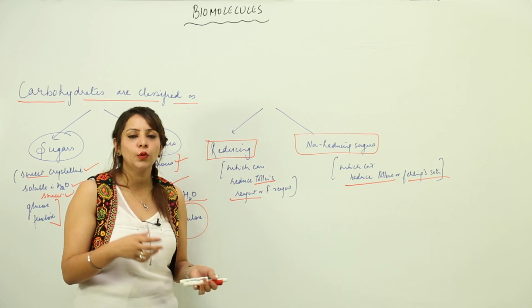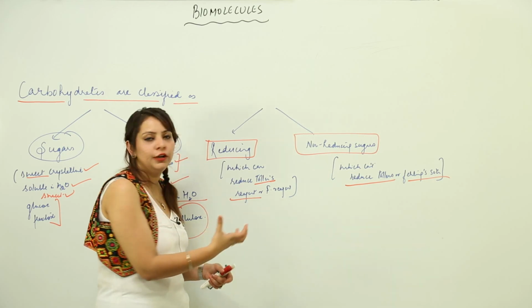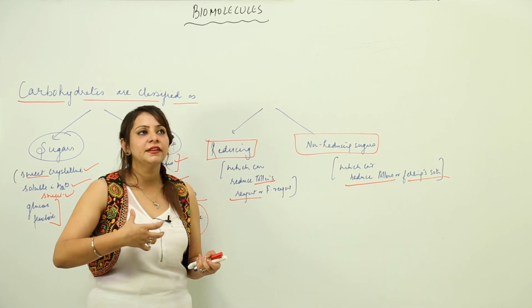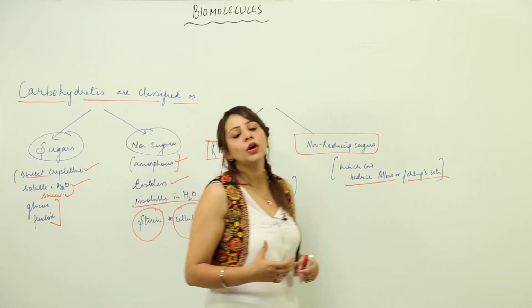You will be able to know what kinds of sugars we can classify as reducing and non-reducing sugars, and what the reasons are behind that, why they are able to reduce and why they are not able to reduce. So this is the classification.